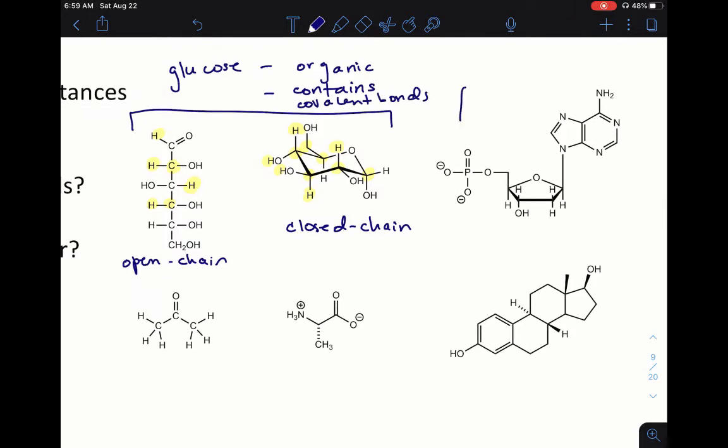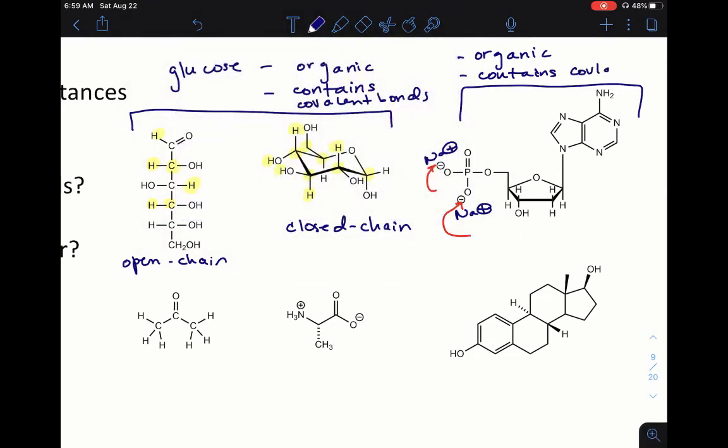That's in contrast to this compound. This compound is also organic. It contains many carbons and hydrogens. You can point them out, but it also contains covalent and ionic bonds in ionized regions. I didn't actually put any counter ions, but we can throw some sodiums here, and then we can see we have some ionic interactions. But yes, it contains covalent and ionic bonds.